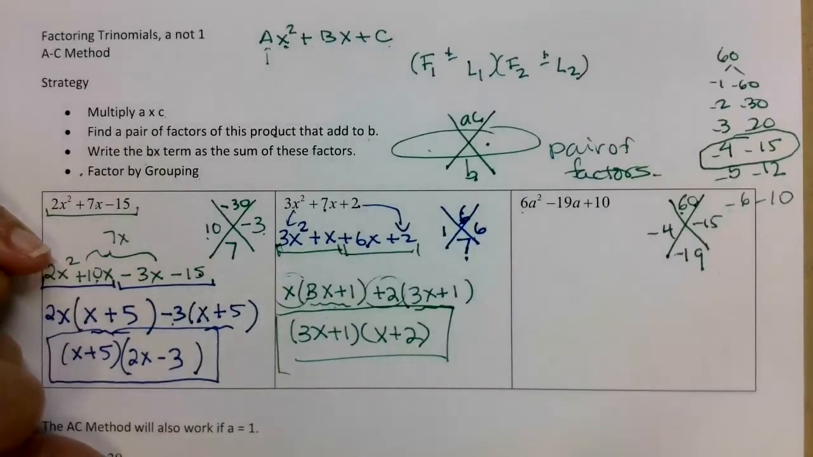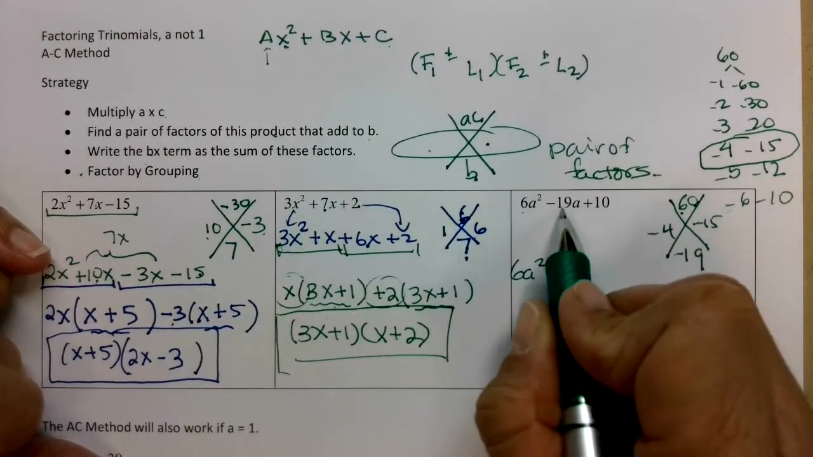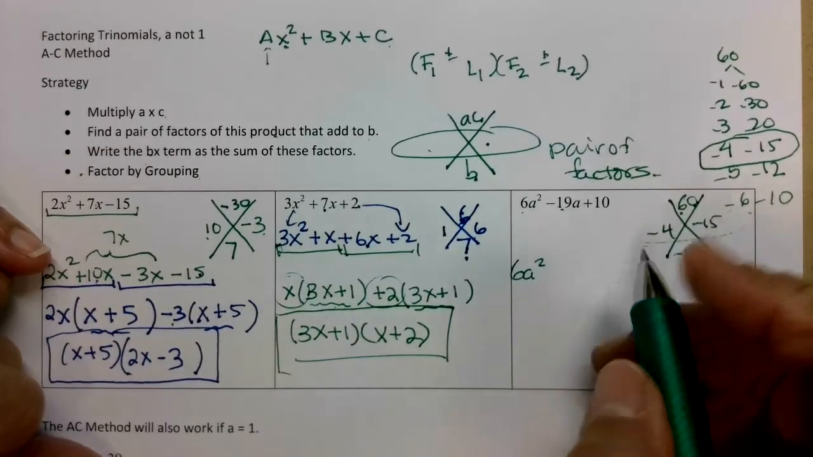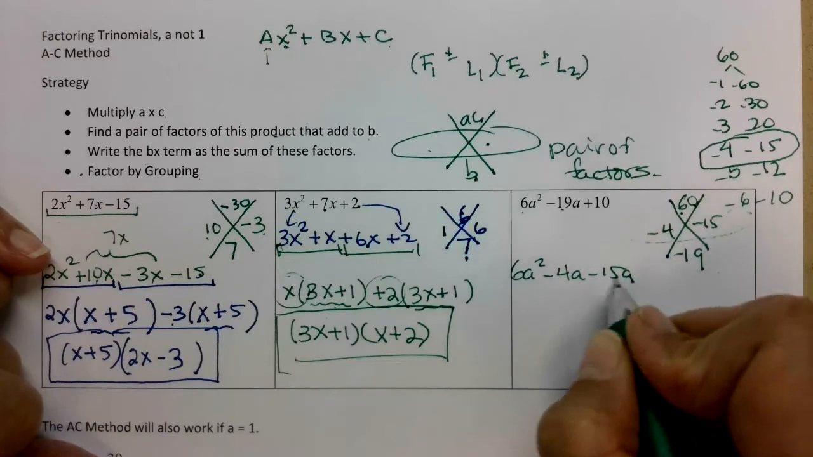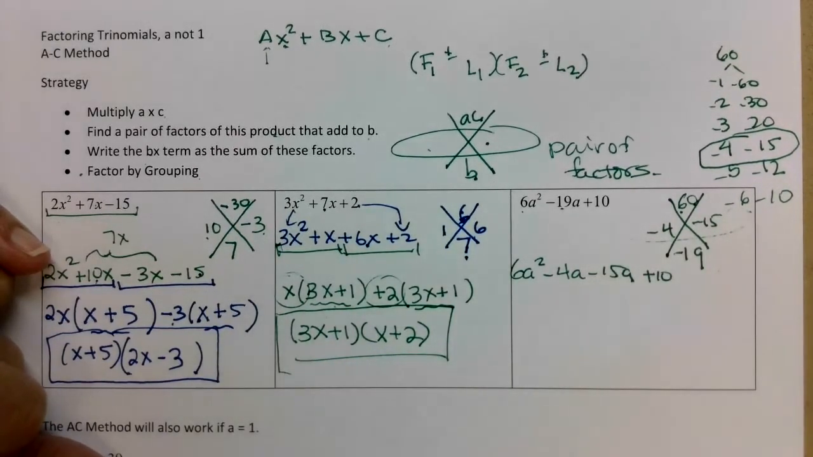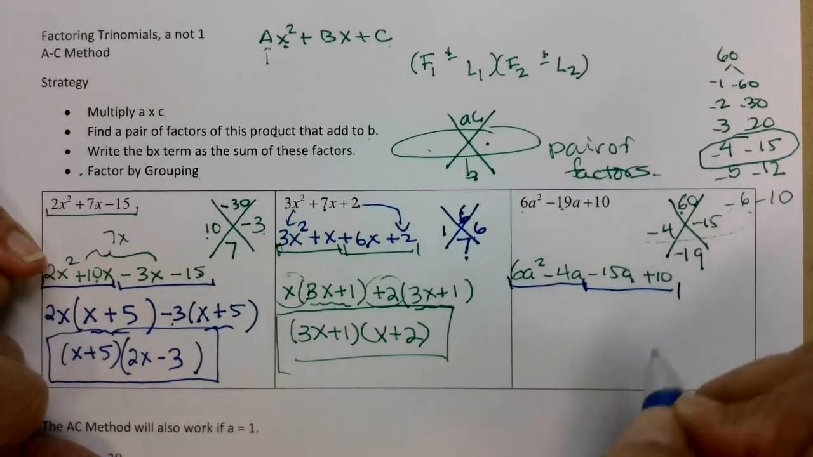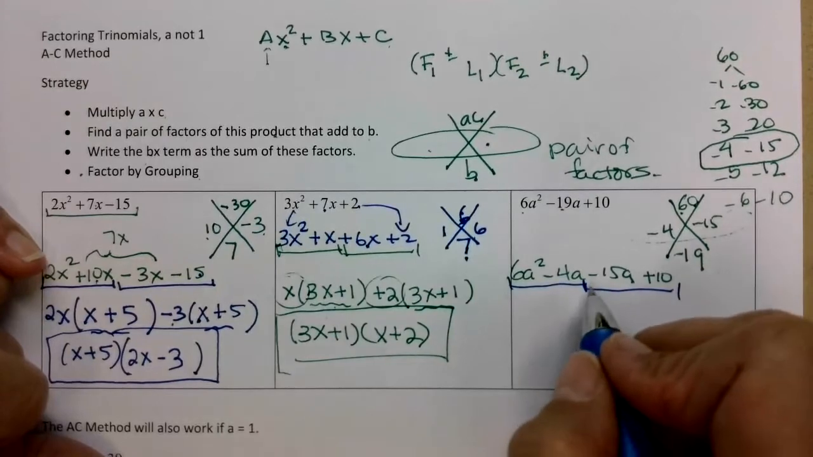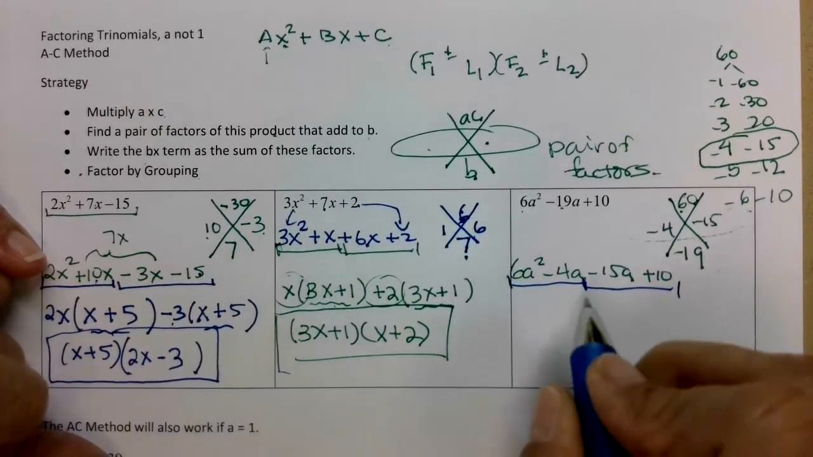Here we go, back to our question. So 6a squared. Now we're not going to write the minus 19a. We're going to do minus 4a, minus 15a. Remember your a's with those. Plus 10 stays the same. Change my color out. Factor by grouping. When you group that second set, make sure you grab the negative sign with the 15a.